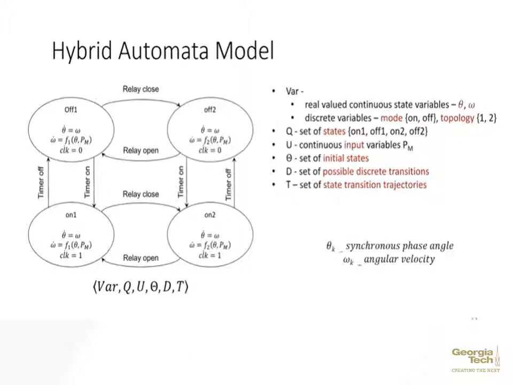So coming to the hybrid automata model. As we discussed earlier using an example, here it has theta and omega, where theta is the synchronous phase angle and omega is the angular velocity. So it takes into consideration all these values: the real valued continuous state variables, and the discrete variables, where it has a mode, a timer, on and off, and it has relays. So this can be termed a hybrid automata model because it has a set of possible discrete transitions, a set of initial states, and a set of state transition trajectories. All these variables make up the hybrid automata model that we are defining.